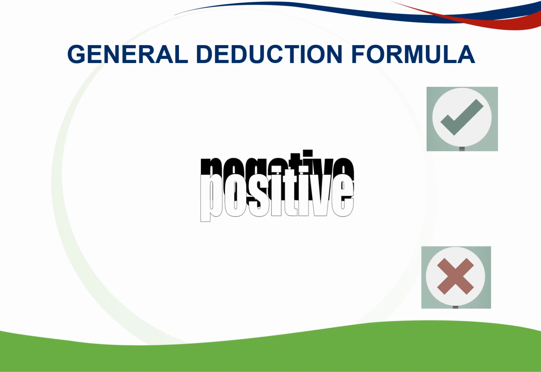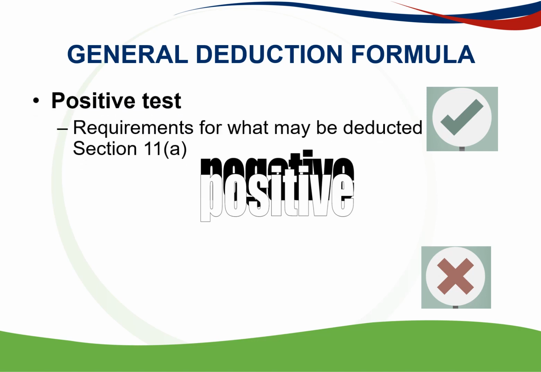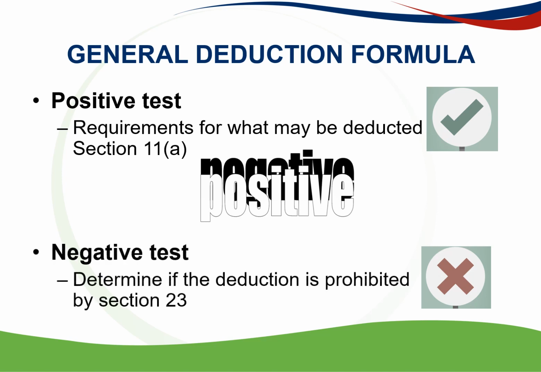Deductions of a general nature need to fulfill the requirements set out in Section 11A, read with Section 23. This is referred to as your general deduction formula. Now, the first requirement is your positive test, and this is set out in Section 11A, the requirements for what may be deducted. Then, Section 23 stipulates what may not be deducted, and this will be your negative test.